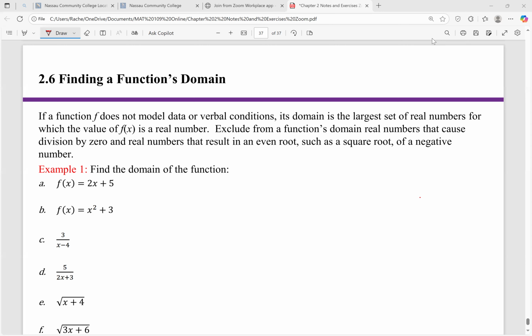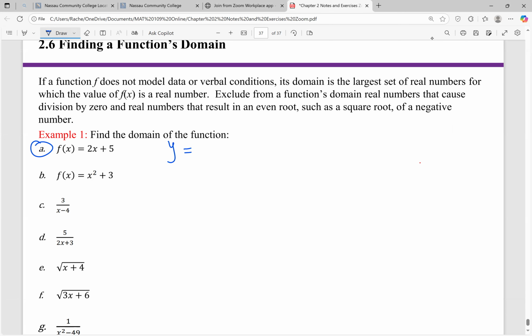look at A. I have f of x, which is the same thing as y, right? y is equal to 2x plus 5. Is there any value of x that when I input it into this equation, it's not going to produce a real value for y, or it's going to break the machine? So whatever I input for x, we multiply it by 2 and then add 5, right? And that gives us y. Do we need to exclude any numbers from this domain? That's how you have to think about it. Are there any numbers that need to be excluded? Are there any values of x that I can't plug into this equation?